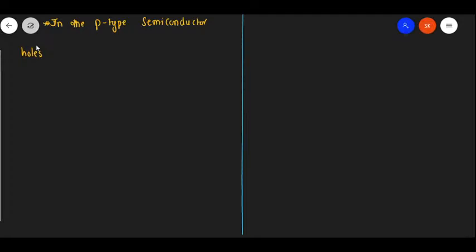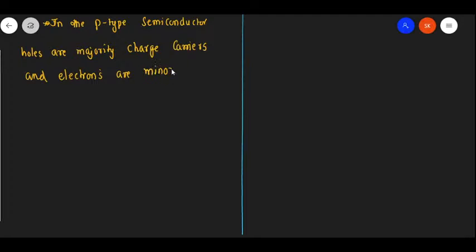Okay. In the p-type semiconductor, holes are the majority charge carriers. That means holes are more in number, right? And minority charge carriers are what? Electrons. In a p-type semiconductor, holes are majority charge carriers and electrons are minority charge carriers. What is the meaning of this? More holes are there and fewer electrons are there.